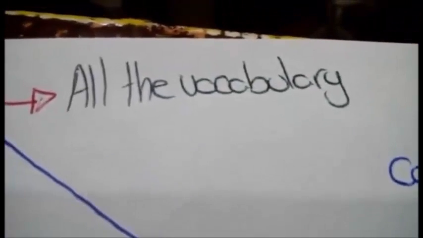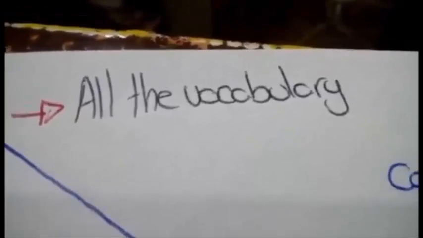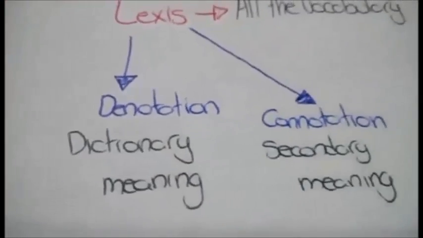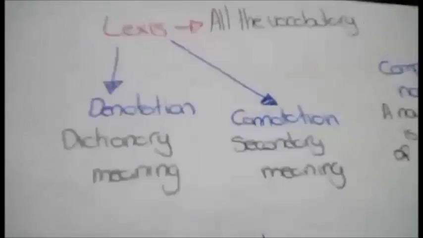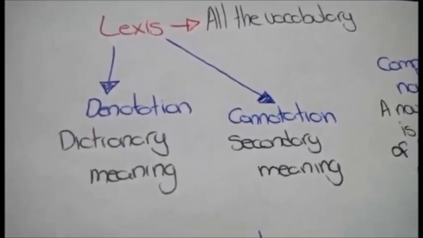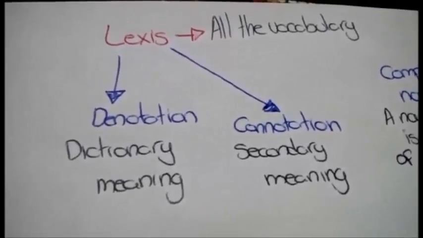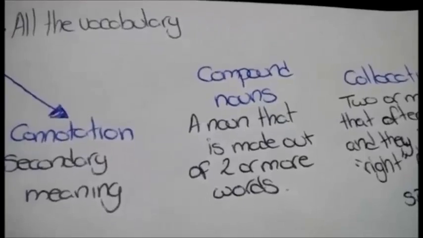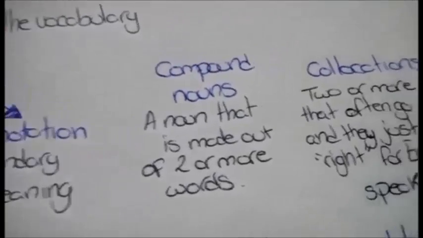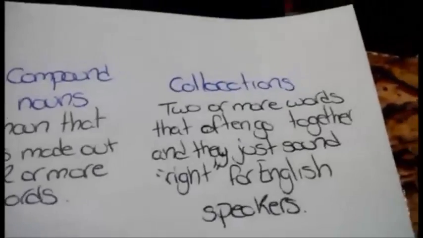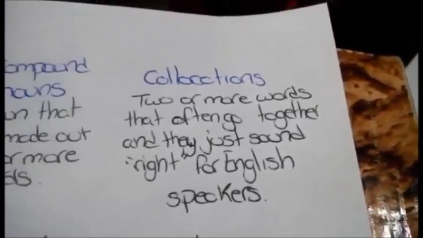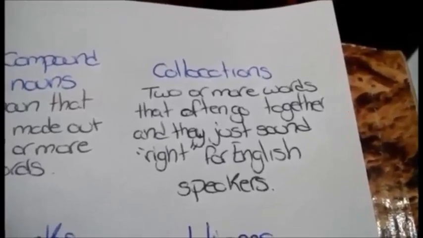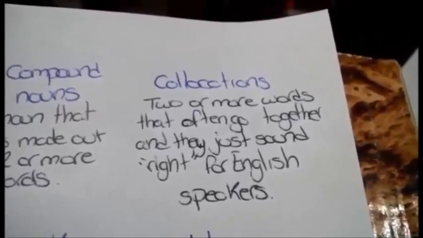What is lexis? Lexis is all the vocabulary that we have in English. In English, there is a denotation, that is the dictionary meaning, and connotation, that is a secondary meaning that we give. There are compound nouns, a noun that is made out of 2 or more words. There are collocations, 2 or more words that often go together and just sound right for English speakers.